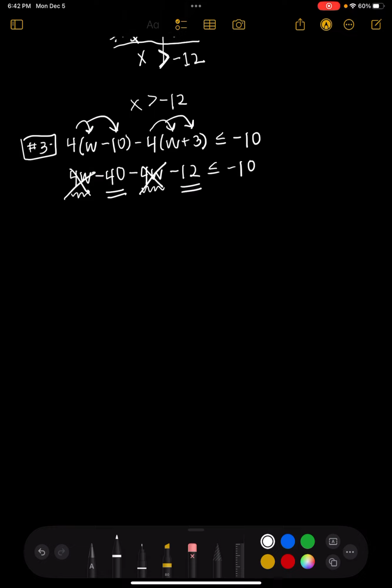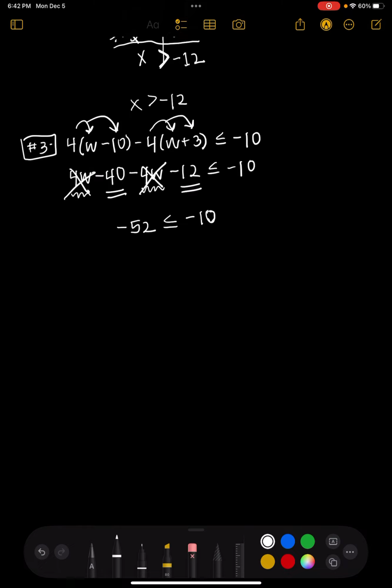Then we have negative 40 and negative 12. When I combine those two, I get negative 52. So now I have this equation that says negative 52 is less than or equal to negative 10. Now, normally, if this was an equal sign, it wouldn't make sense, because the variable canceled out, and negative 52 doesn't equal negative 10. It doesn't make sense. What's our answer? But this one is an inequality, and so what we have to do is think about this and see if it makes sense.